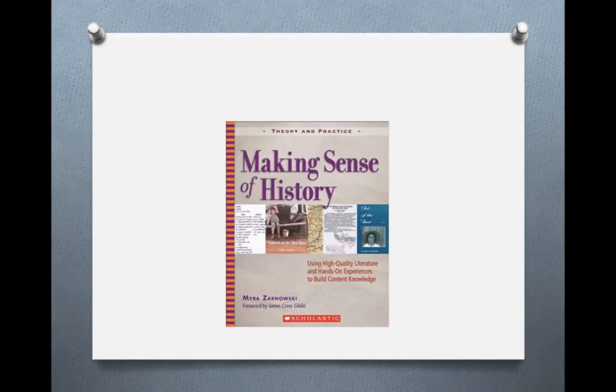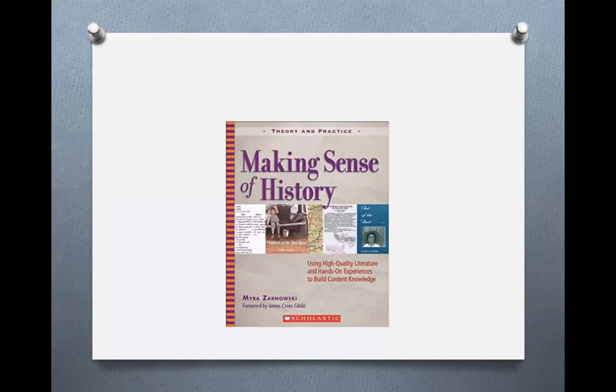All right, let's just talk about a few more things related to literature. This book is a pretty interesting book. It's called Making Sense of History. You can see the title there and then the author, Myra Zarnowski, using high quality literature and hands-on experiences to build content knowledge. So I'm going to extend the content in chapter 6 to include some of the things that Ms. Zarnowski wants to teach us from this book. And this is a book that you might consider adding to your personal library.